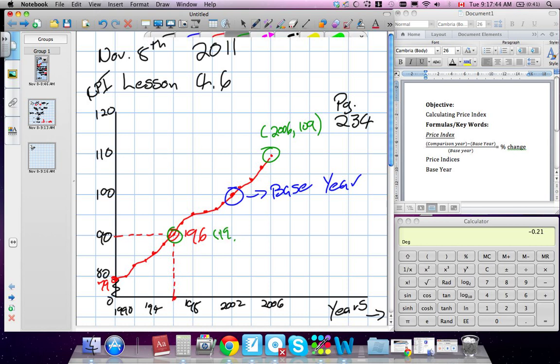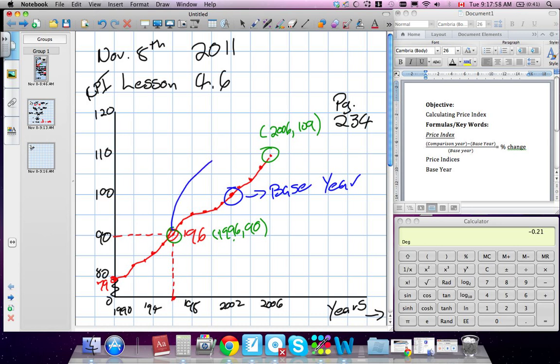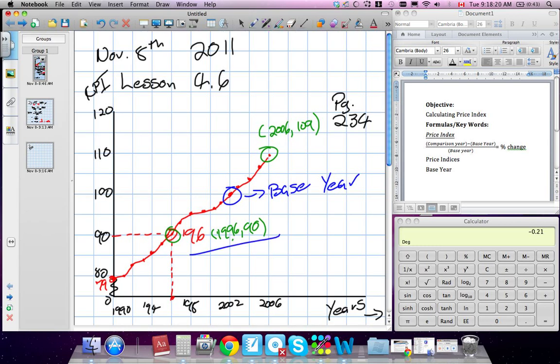So, the year I'm comparing, I want to know what the change was from 1996 to 2006. So, since I'm going up to 2006, does anyone know which will be my base year? What year will be my base year? Got one or the other? Try the other one. Okay. 1996 we're going to use as our base year. Okay, so this will be our new base year. Because we're going to be talking about a percentage increase.